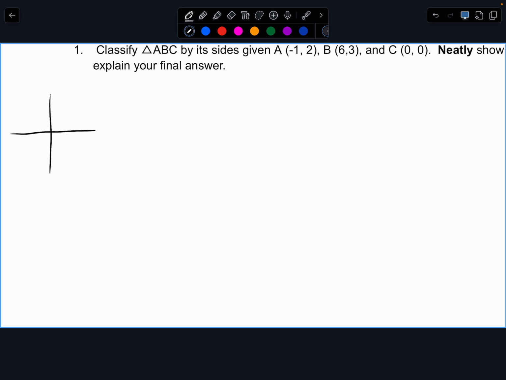So do you see the ordered pairs they gave me? I'm gonna plot -1, 2, right? This is A. B is 6, 3. And then C is at the origin. And then I just make the triangle.